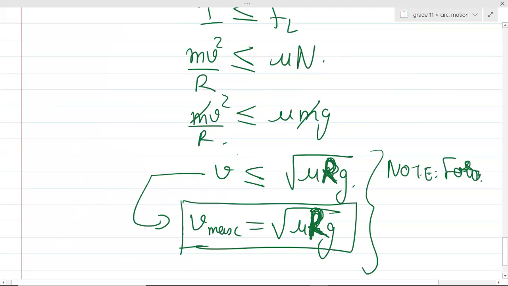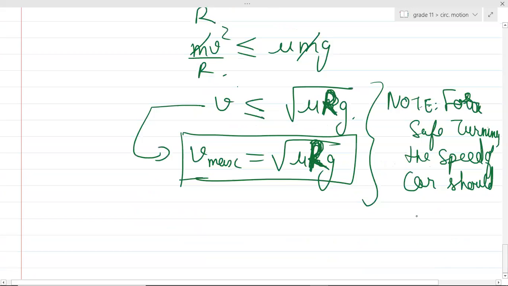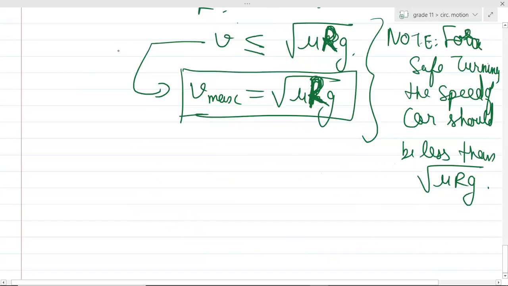For safe turning, the speed of the car should be less than this. Is this clear? Please remember this is the maximum speed which should be there so that the car will not skid.